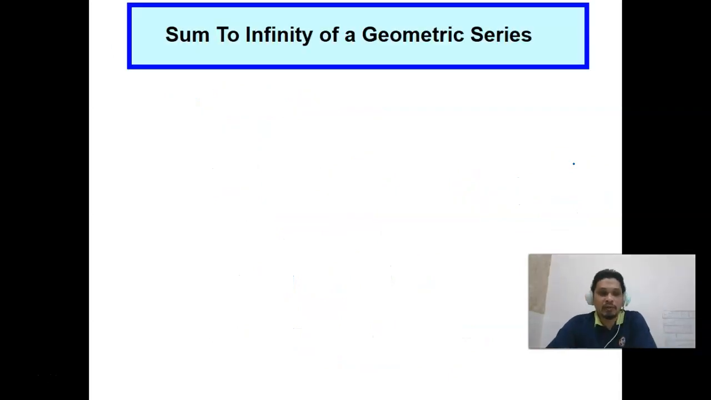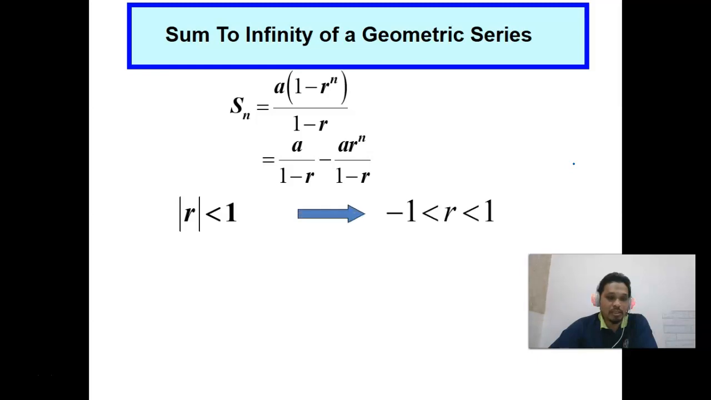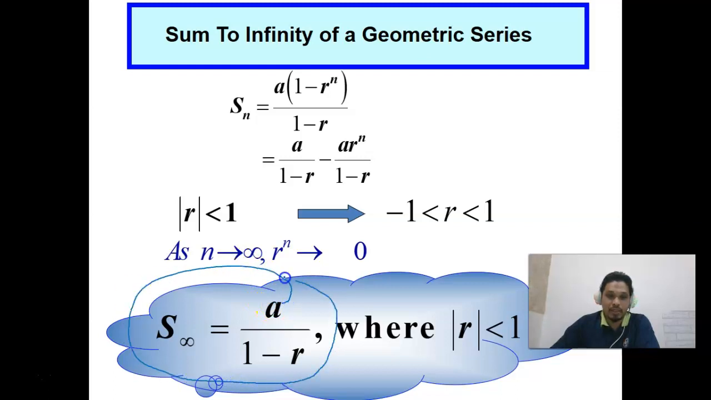Sum to infinity of a geometric series. The sum to infinity of a geometric series is given when the modulus of r is less than 1, where r lies between negative 1 and 1. As n approaches infinity, r to the power of n approaches 0. So this is what we are going to use to find the sum to infinity.